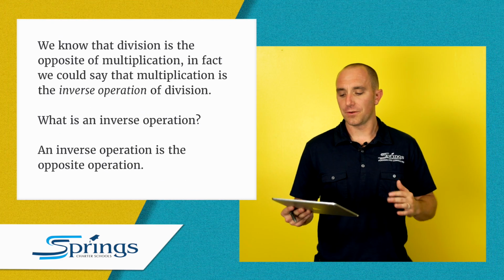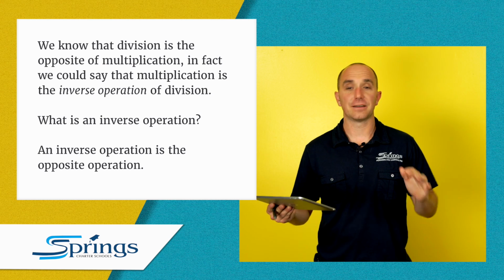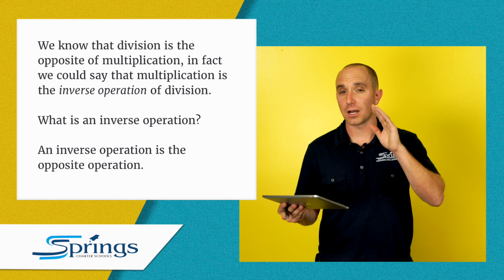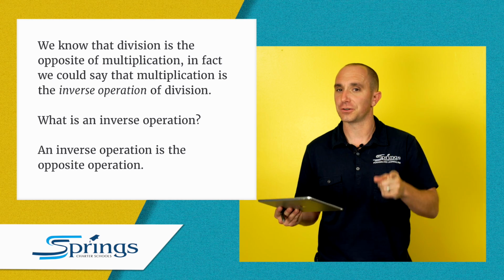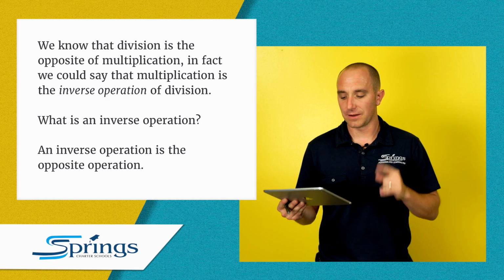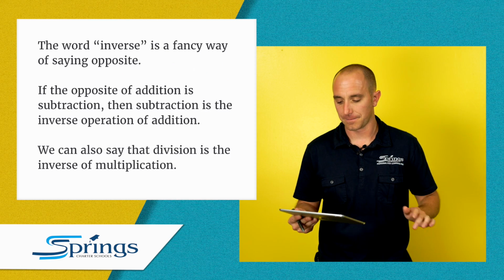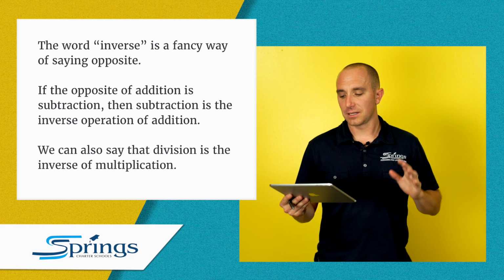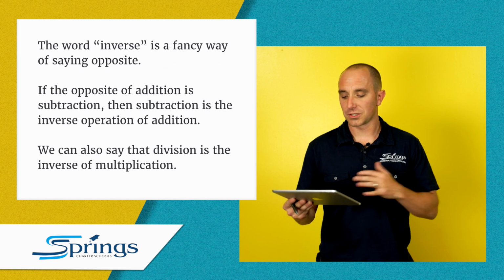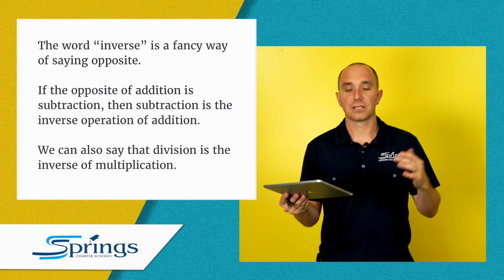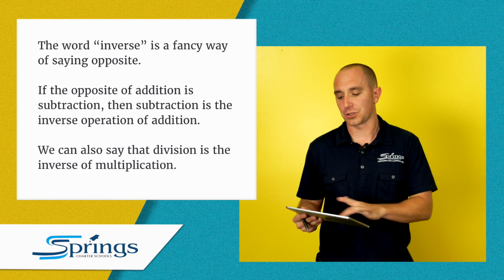Okay, so we know that division is the opposite of multiplication. In fact, we could say that multiplication is the inverse operation of division. So what is the inverse operation, you're probably asking yourself. Actually, I know you're not, because we've talked about that a ton. An inverse operation, as you know, is the opposite operation, just a fancy way of saying it. So if the opposite of addition is subtraction, then subtraction is the inverse operation of addition. We can also say the same thing for division and multiplication. Division is the inverse of multiplication, and multiplication is the inverse of division.